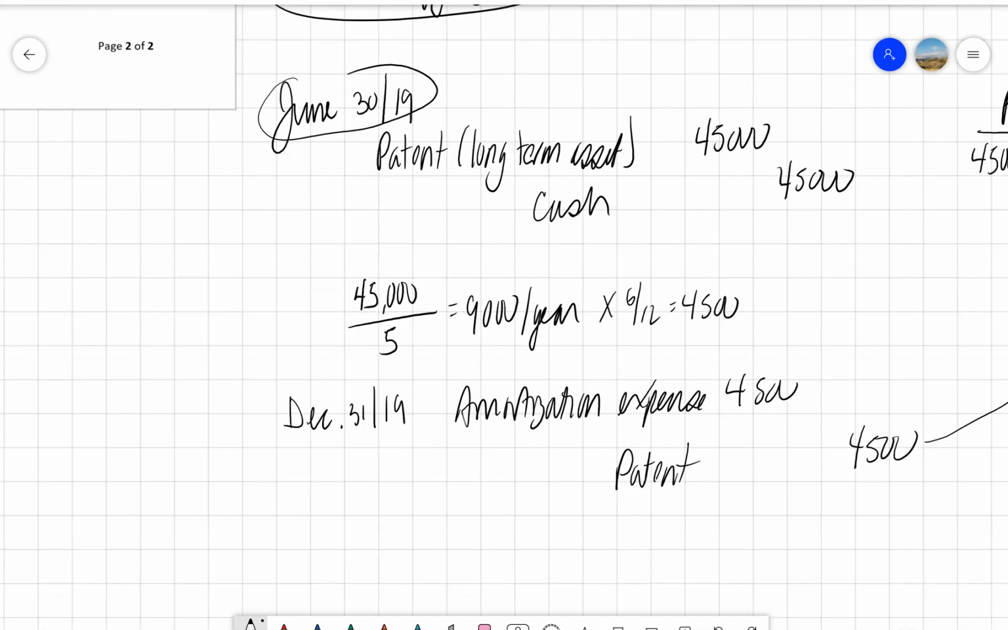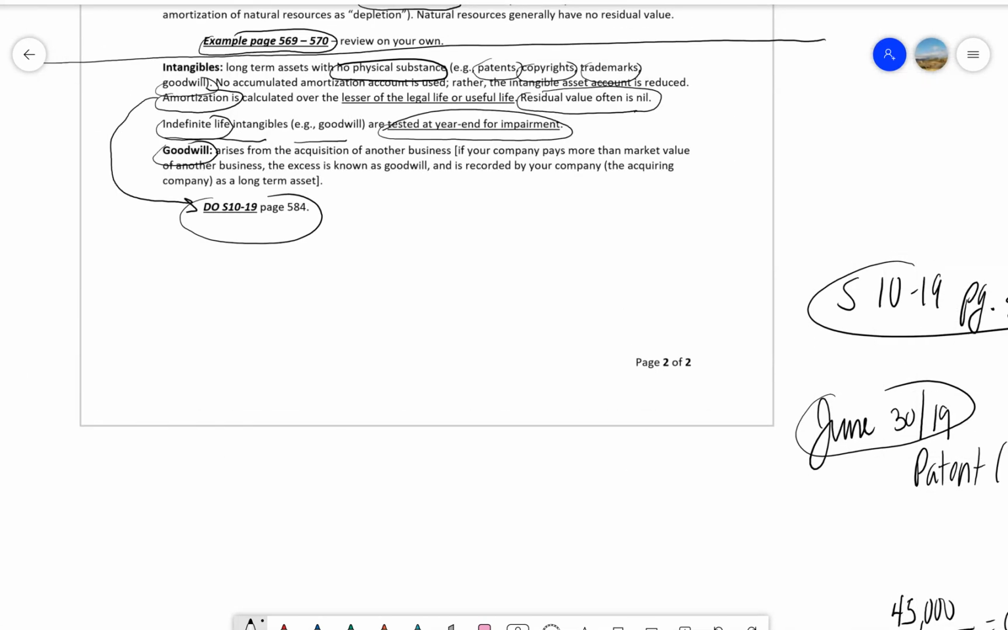So that brings us to the end of this Chapter 10 tutorial on property, plant, and equipment, goodwill, and intangible assets. Good luck with your studies.